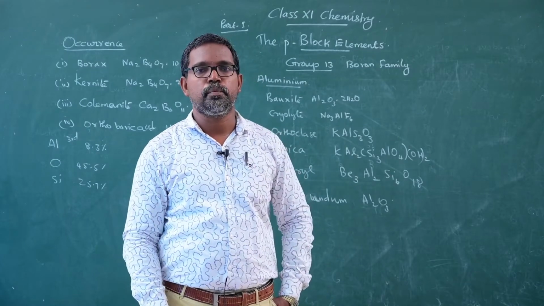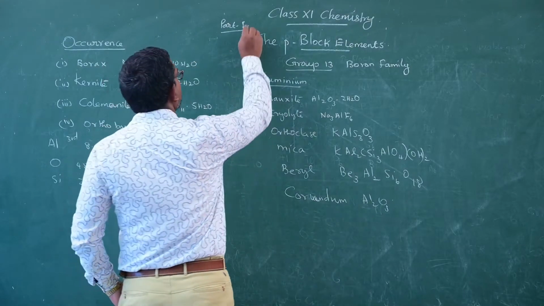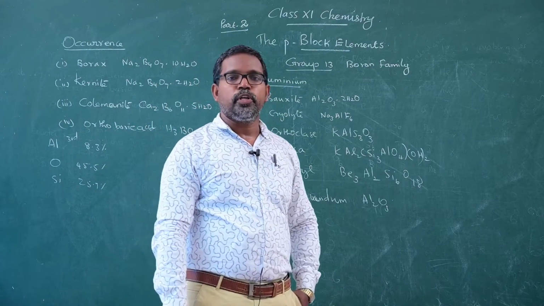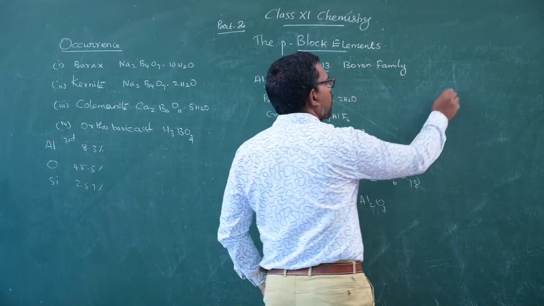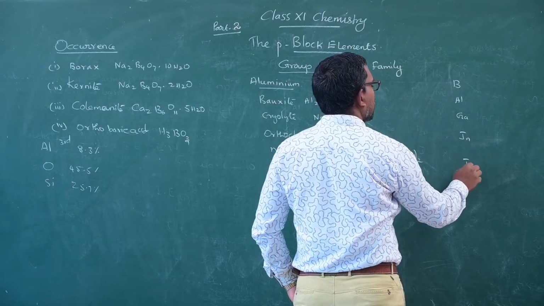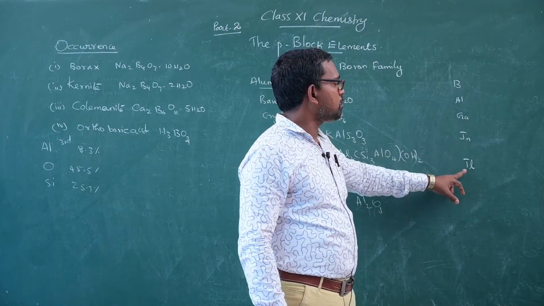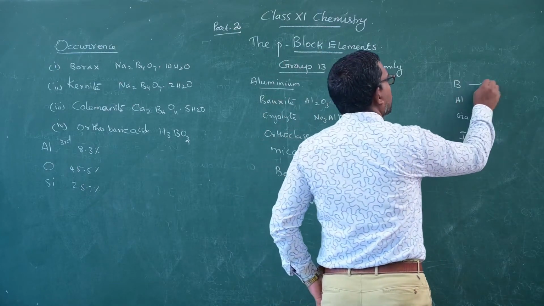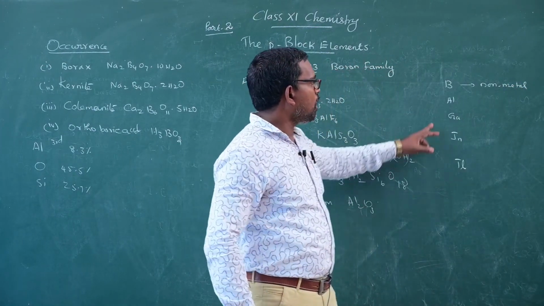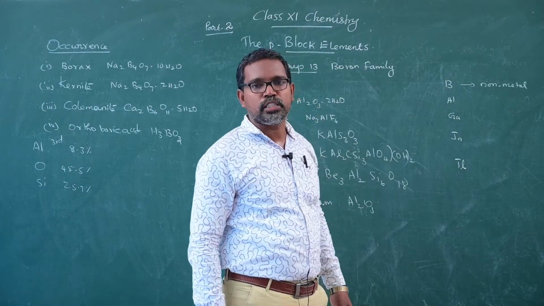So under this P block elements, today we are going to discuss group 13 elements, the boron family. We know that the boron family consists of boron, aluminum, gallium, indium and thallium. Boron is the only non-metal present in the boron family. All other elements, aluminum, gallium, indium and thallium, show greater metallic character.